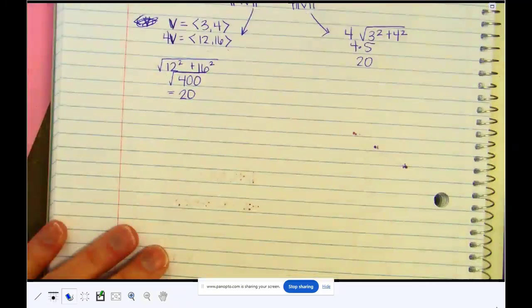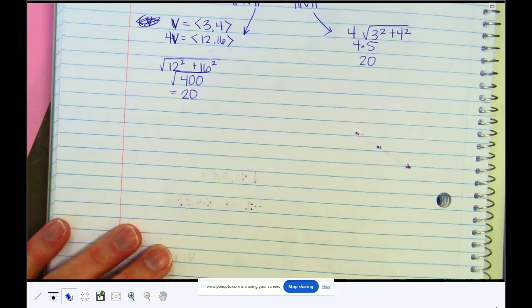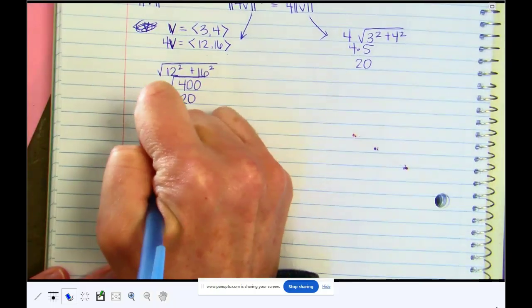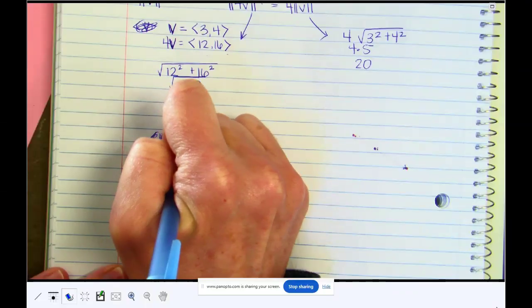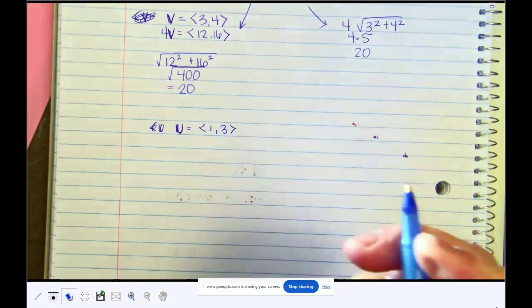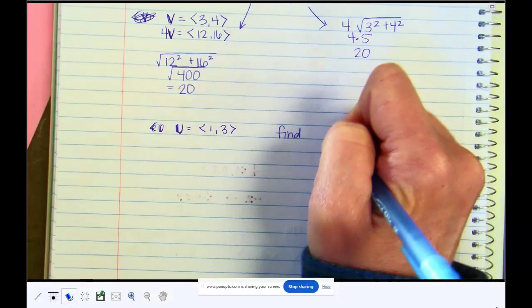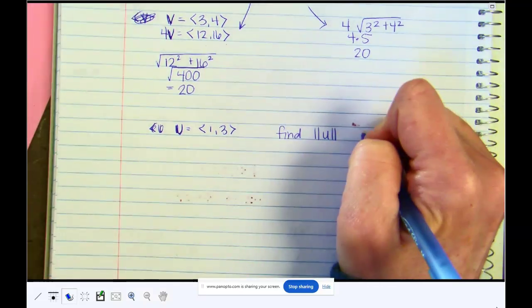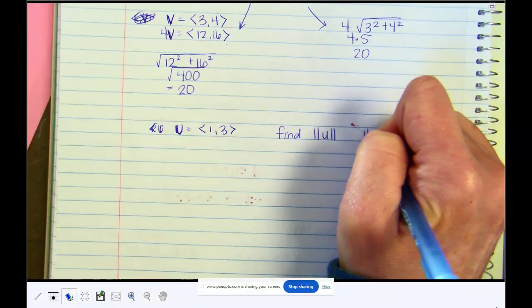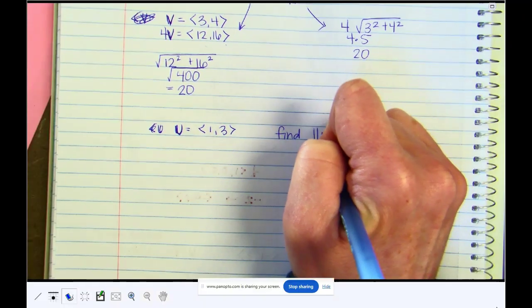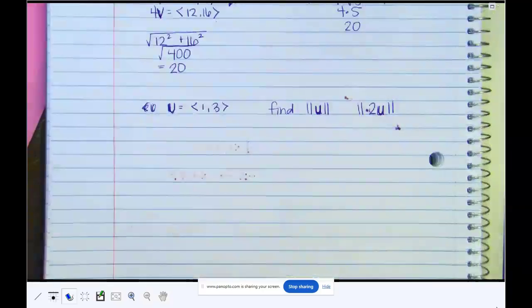Let's say u is (1, 3). I want you to find the magnitude of u, and then I want you to find the magnitude of 2u. This is our last example, and this is the one that's going to let you see that you can save yourself time if you use the shortcut.